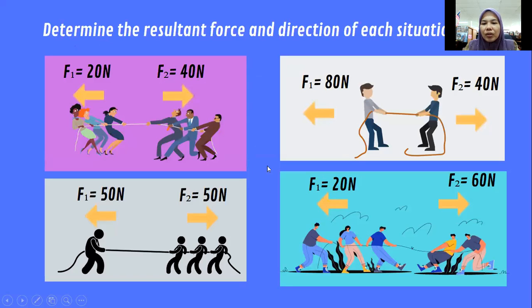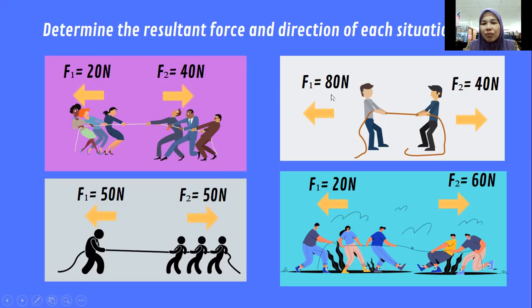Okay, so we have four situations here. I want you to try to determine the resultant forces. Situation number one: find the magnitude first, then find the direction. What is the resultant force of situation number one? 40 minus 20, 20 Newton to the right.